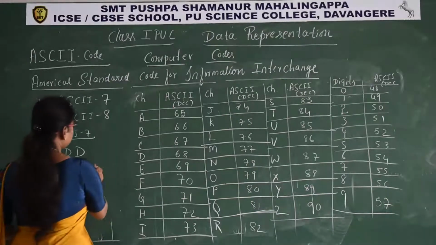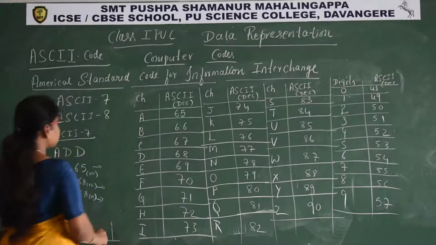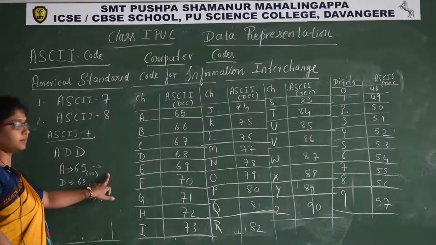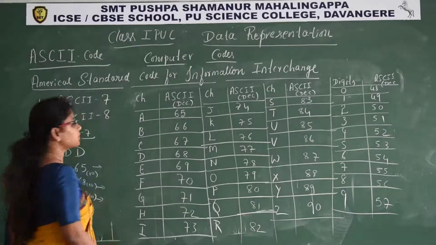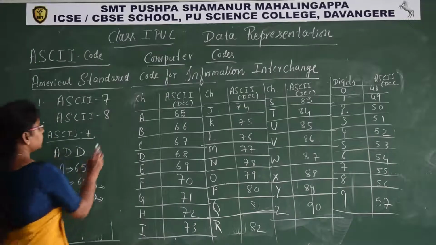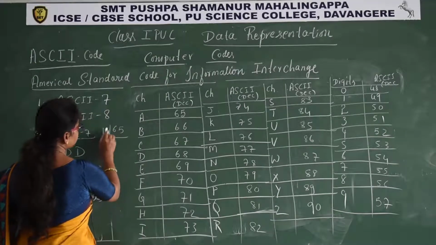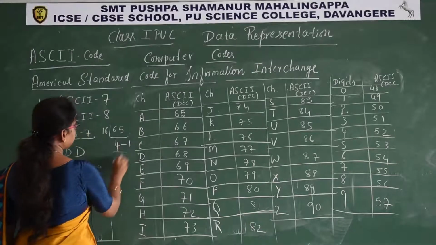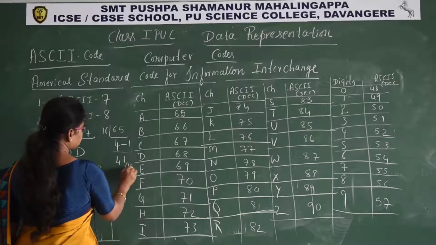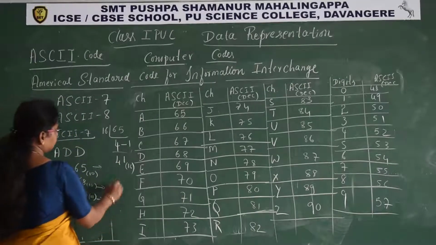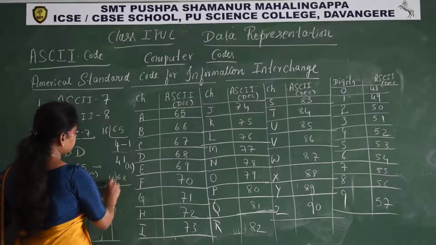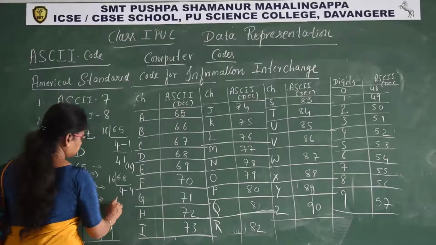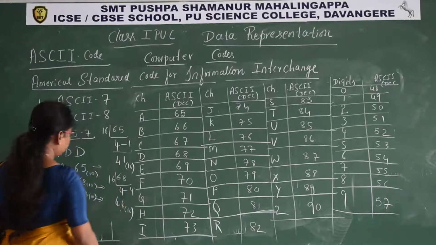Now we have to convert into hexadecimal in order to write ASCII 7 binary code. For ASCII 7 code, first we have to convert to hexadecimal. How to convert a decimal number system into hexadecimal number system? 65 divided by 16, 16 fours are 64, remainder 1, then 41 base 16, and D 68 divided by 16, remainder is 4, 44 base 16.